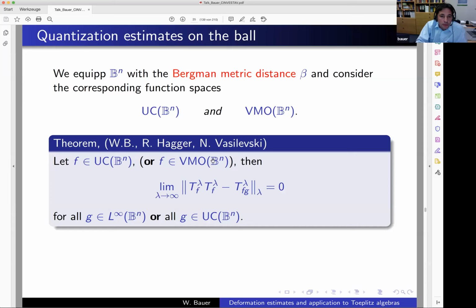And then with Raphael Hager and Nikolai, we showed that a very similar thing holds now on the ball. So if you have a uniformly continuous function, or a function which has vanishing mean oscillation, it should also be bounded here. Then we have that the semi-commutator tends to 0 if lambda goes to infinity. Or this should be not f, this should be g here. And this is true for all g in L infinity or all g in UC. So all combinations are okay.